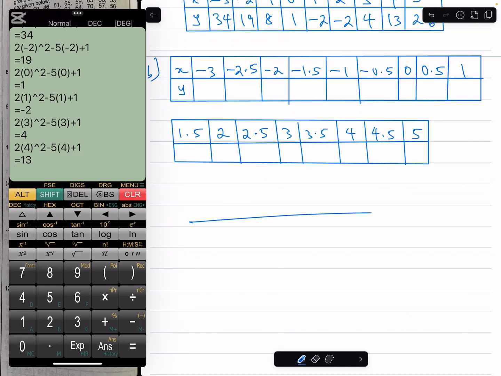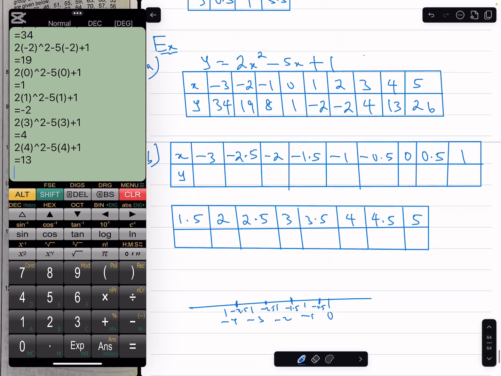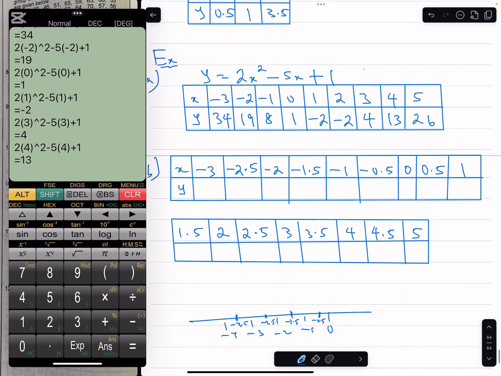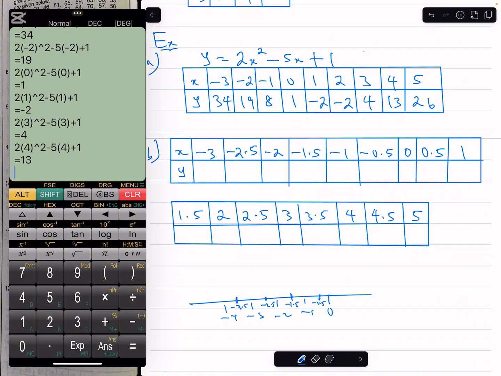We know that on the number line, if this is 0, this is minus 1, this is minus 2, this is minus 3, this is minus 4. Between 0 and minus 1 is minus 0.5. Let me just write it there. Between minus 1 and minus 2 is minus 1.5. Between minus 2 and minus 3 is minus 2.5. Between minus 3 and minus 4 is minus 3.5. So we can have values of y for all of those x values too. So I'm doing that to have more points.